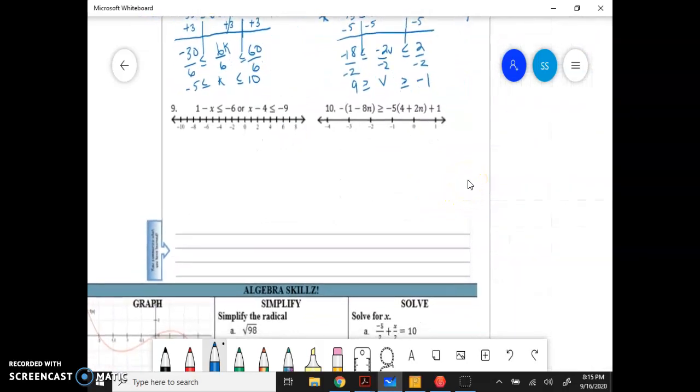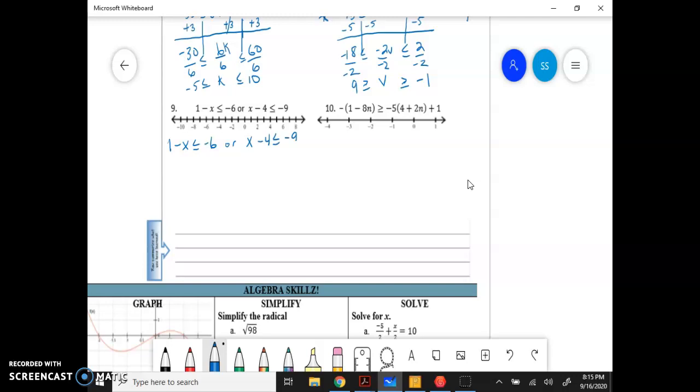You might have where it's not in one statement, but you just have two different inequalities that you plot on the same line. So we have, well, let's see, 1 minus x is less than or equal to -6, or x minus 4 is less than or equal to -9. So we can just go ahead and solve these like we normally would.